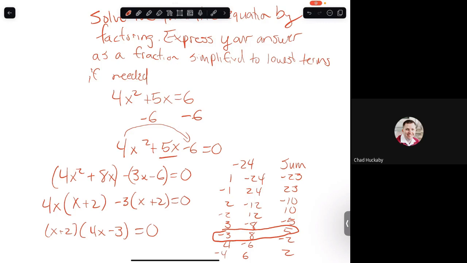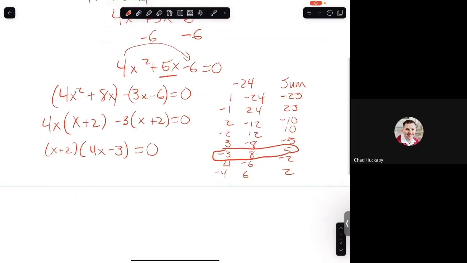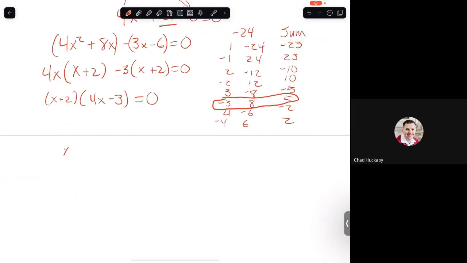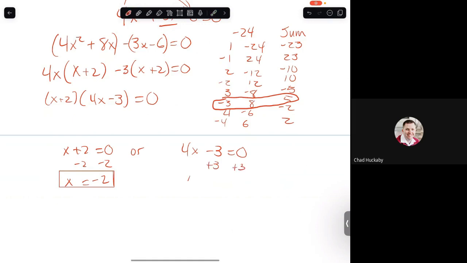But we're not finished. We need to use the zero product property to solve for x. So x plus 2 is equal to 0, or 4x minus 3 is equal to 0. So we can subtract 2 from both sides of the first one, and we get x is equal to negative 2. So that one's taken care of. And then we add 3 to both sides to get 4x is equal to 3. Divide both sides by 4, and x is equal to 3/4.